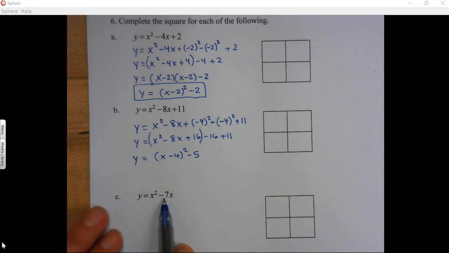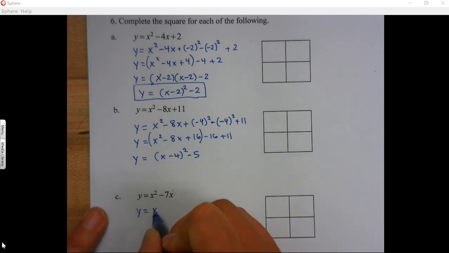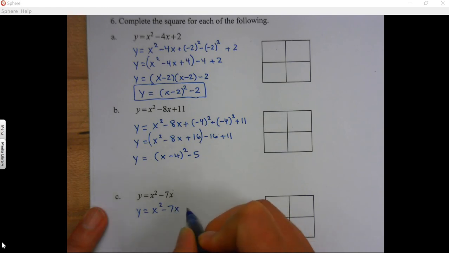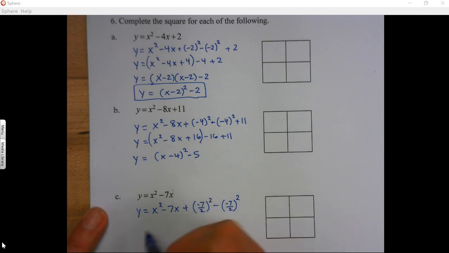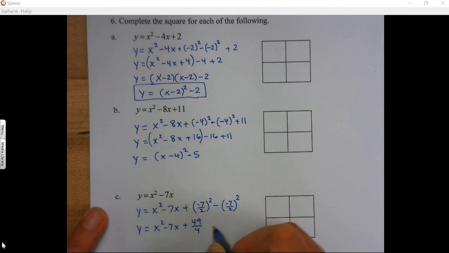I have a negative 7x. It's okay that it is an odd number. Do not be afraid. We have x squared minus 7x. We're going to divide that in 2. So I have negative 7 over 2, and I'm going to square that, and I'm going to subtract it again. So I've added and subtracted it. So we have y is equal to x squared minus 7x. We're going to end up with a plus 49 over 4 and a minus 49 over 4.